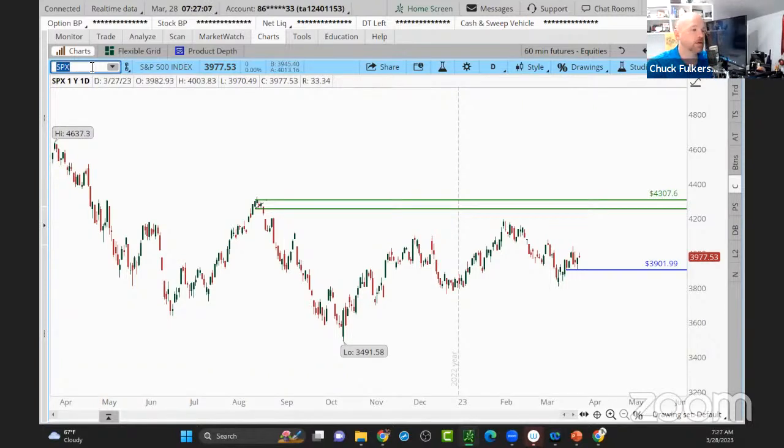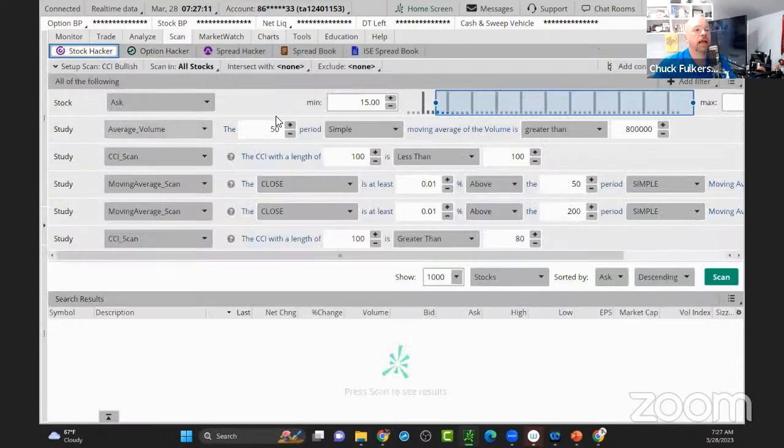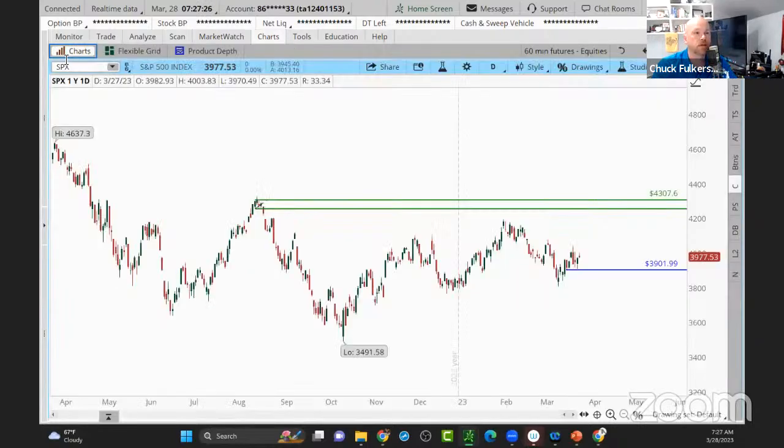And so the scan that we used last week was what's called our CCI 100 scan. In our CCI 100 scan, we're looking for stocks that have a CCI with a length of 100 that is less than 100 but greater than 80. Now, we also want stocks that are above the 50 and above the 200 simple moving average. Now, why does that matter?